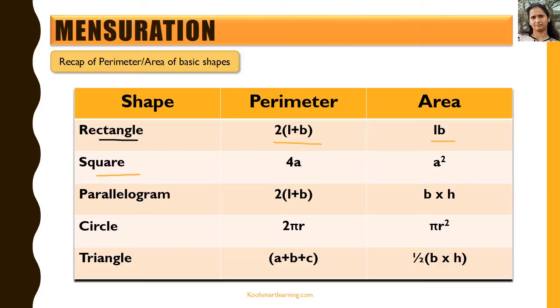Now we take square. So for square, the perimeter is 4 times the side of the square, and its area is the square of the side of the square. Then we come to parallelogram. Parallelogram perimeter is twice the sum of length and breadth. It is same as rectangle, whereas its area is base, the breadth, into the height.